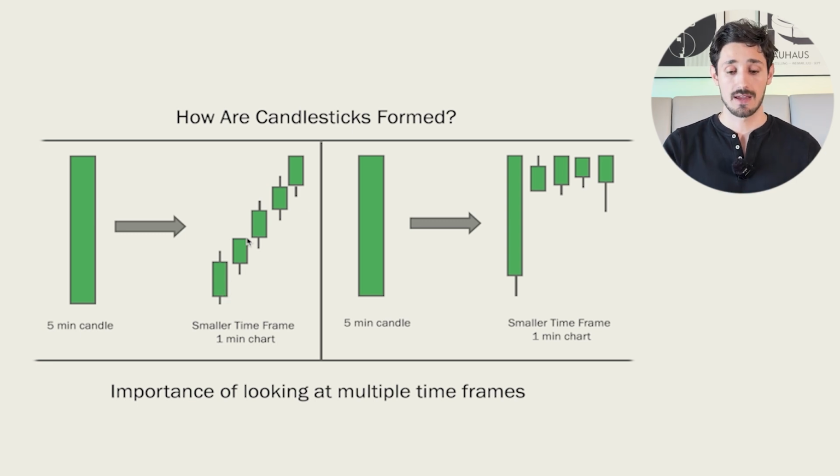In this case, we have 5 consecutive 1-minute green bars in a row. But in this case, we have one huge 1-minute green bar, and then we have 4 consecutive green bars basing at the highs of this 1-minute green bar. The way that these two 5-minute candlesticks are formed is completely different, and that is extremely important information for our strategies and for reading price action in general.